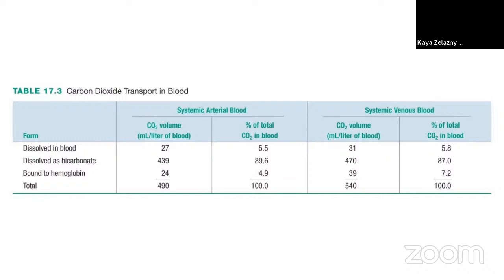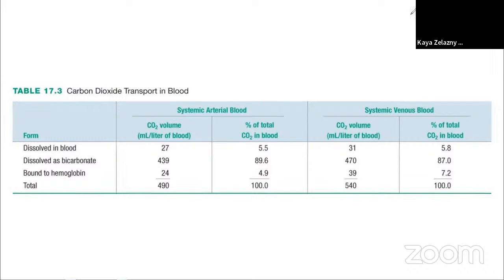But first, let's take a look at where we have our carbon dioxide. So we're listing a number of different types of carbon dioxide here. So first, we have our carbon dioxide that's just straight up dissolved in the blood, right? So carbon dioxide just dissolved directly in the blood is around 5.5%, right? Slightly higher in the venous blood because we picked up carbon dioxide.